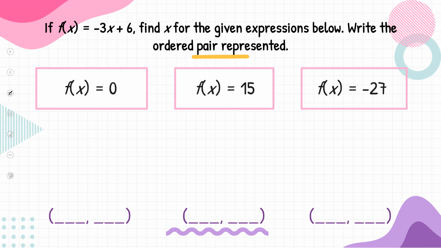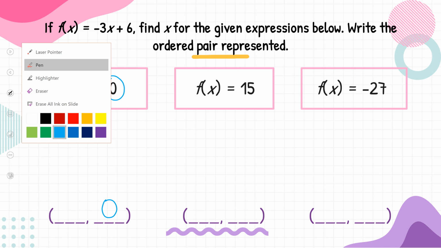Alright, so let's look at this problem. So it says if f of x equals negative 3x plus 6, find the x for the given expressions below. Then write the ordered pair represented. So now I'm going to set my function of x equal to 0. So I know my output then is 0.